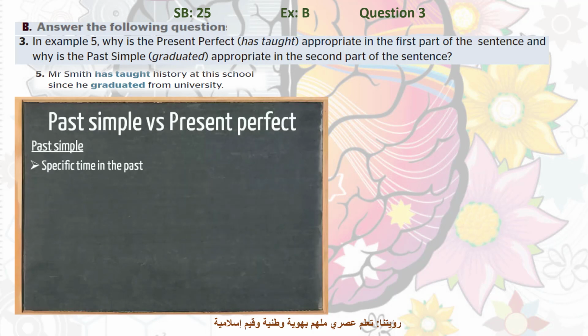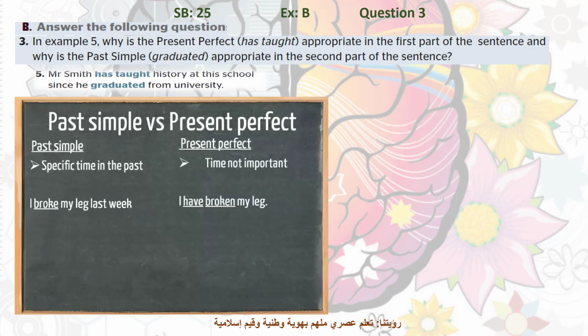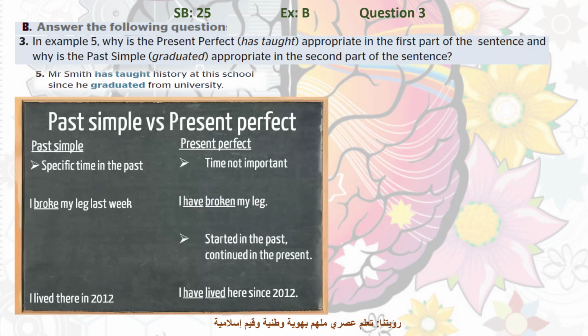Now, let's have a look at when we use a past simple. We use a past simple when something happened at a specific time in the past. I broke my leg last week, so it's important that I tell you that it was last week. For the present perfect, time is not important. I've broken my leg, and it's not important when it happened. We also use a present perfect for things that started in the past but have continued in the present. For example, I've lived here since 2012. In the past simple, that would be I lived there in 2012, meaning I no longer live there.